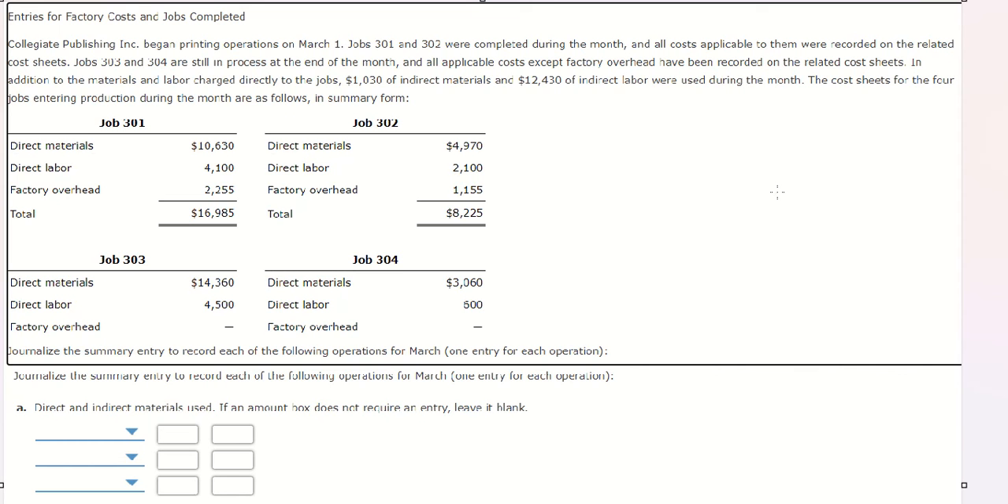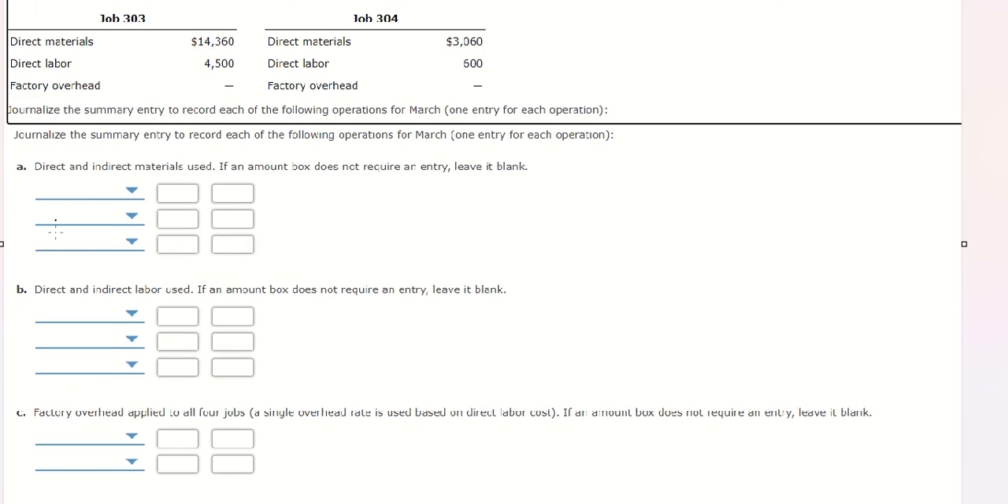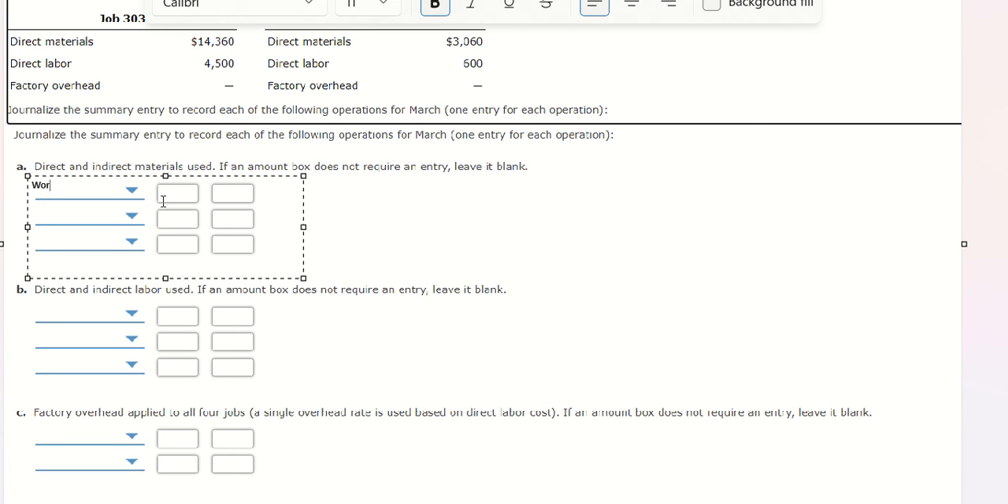Hello everybody. So today I want to show you how to answer question A. We need to do the journal entry of direct and indirect materials. So for this one, we need to put work in process. And the next one, the factory overhead.